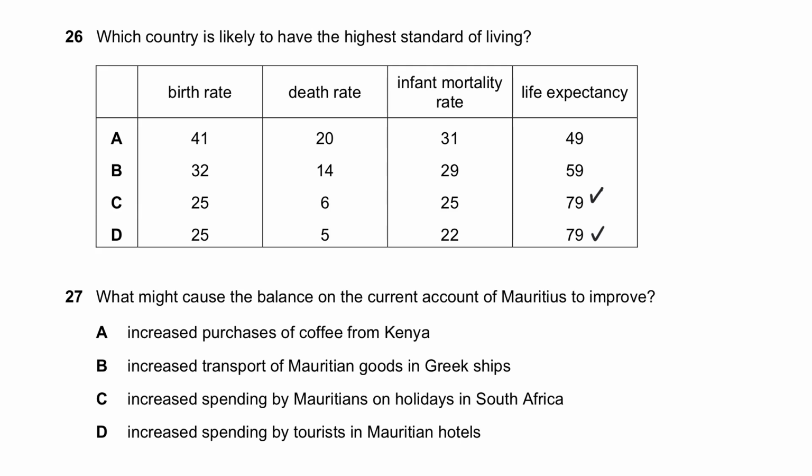Between C and D, if we look at it, the birth rates are also the same. On the other hand, the death rate for country D is better, and even the infant mortality rate is better. Having a lower infant mortality rate would mean that the survival of kids is longer in country D. Hence, D is the right answer for this question.